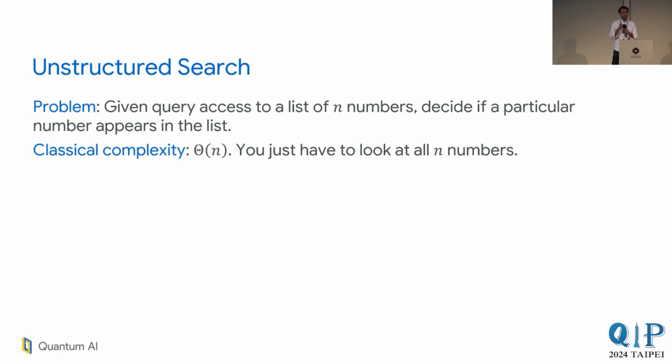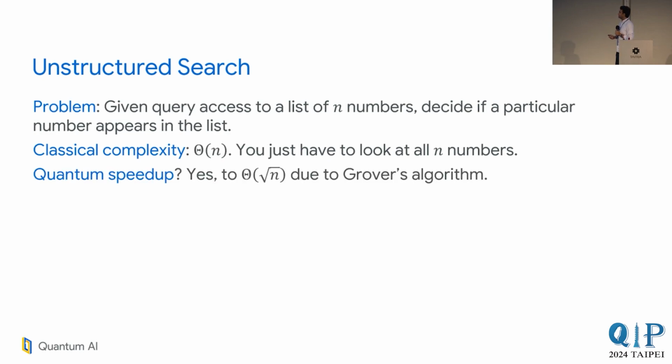You just really have to look at every single number to decide if the particular number that you're looking for appears in this list. So that's the trivial upper bound, and this one you can speed up. This is Grover's algorithm, right? So we've talked about this quite a bit.